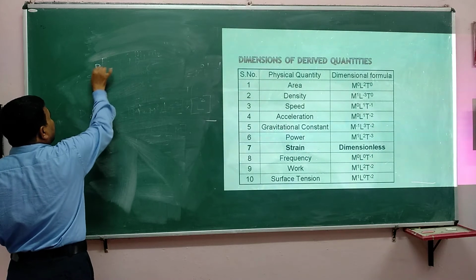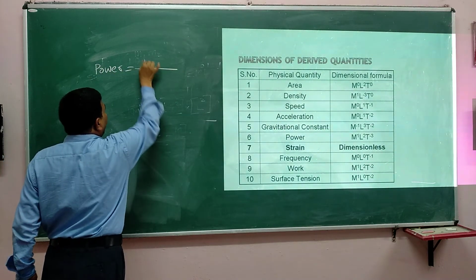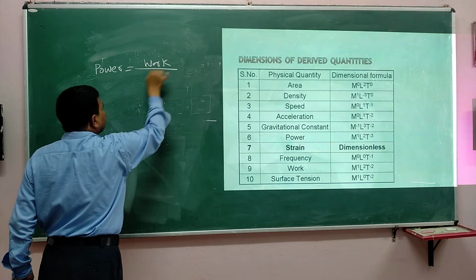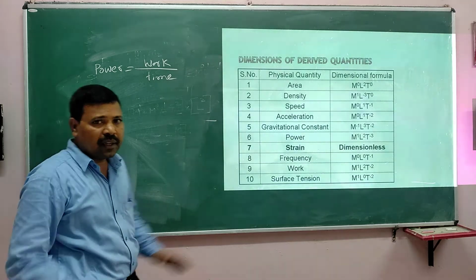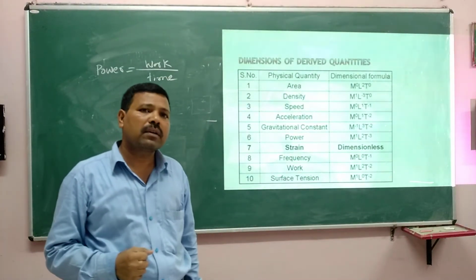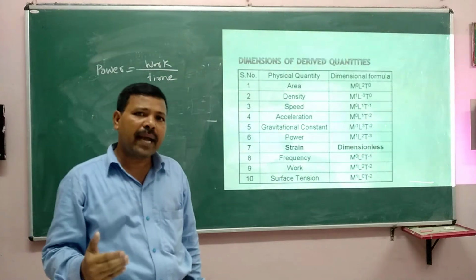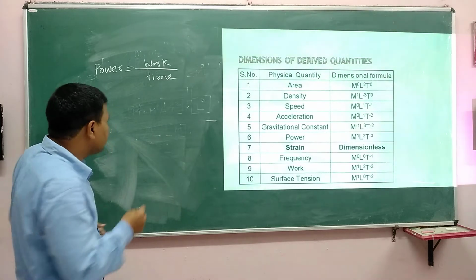As we know, power is equal to work by time. We defined in 9th class that the rate of doing work is called power. Power equals work by time. Then what is the dimensional formula of work and time?